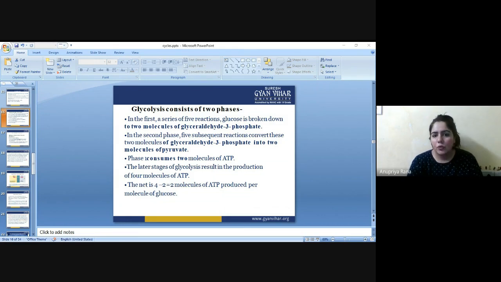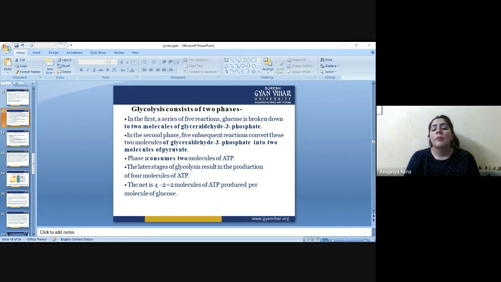So a total of five reactions happen here just to do the glyceraldehyde 3-phosphate formation. The glucose is broken down into two molecules of glyceraldehyde 3-phosphate. This is the desirable product in the starting five reactions.